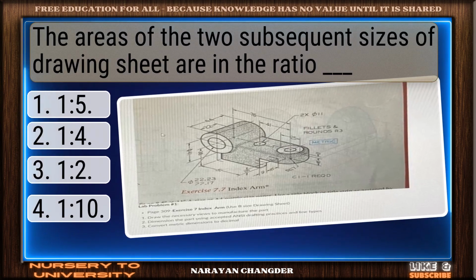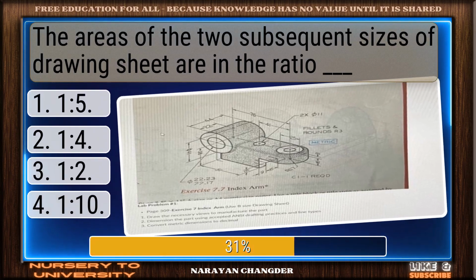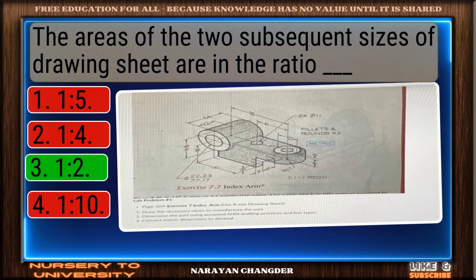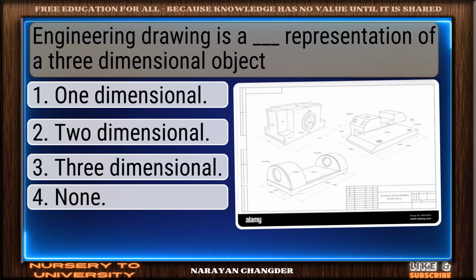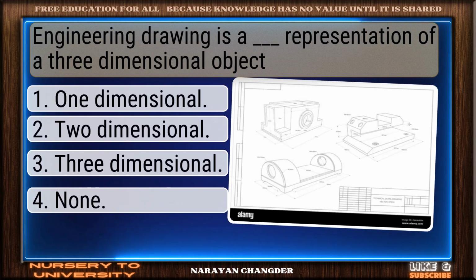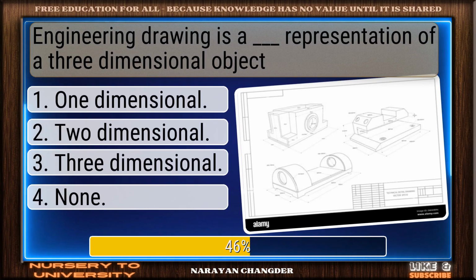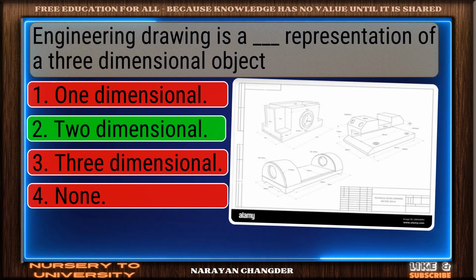The areas of the 2 subsequent sizes of drawing sheet are in the ratio dash. Smart pick. 1 to 2 is the correct choice. Engineering drawing is a dash representation of a 3-dimensional object. Valid point. 2-dimensional is true.